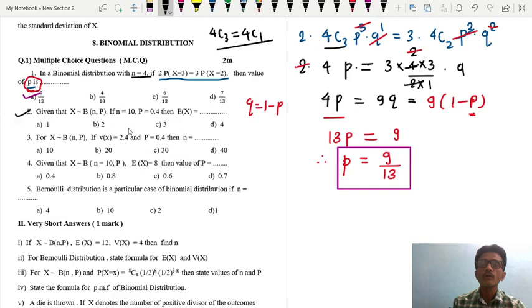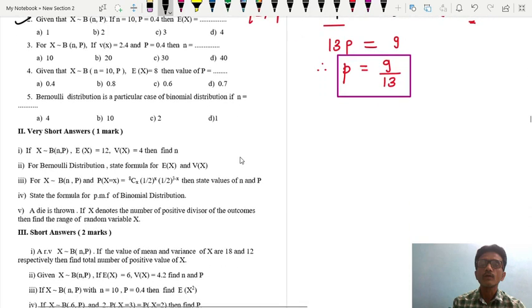So the next question is: X follows binomial distribution with parameter n, p, where n is equal to 10 and probability of success p is 0.4. You have to find E of x. So simple formula, E of x is given by E of x is equal to n into p.